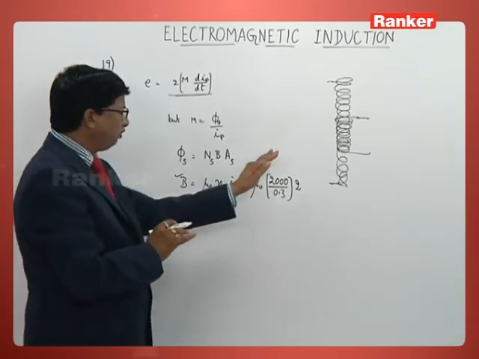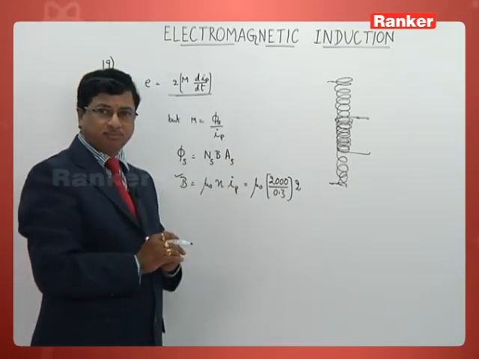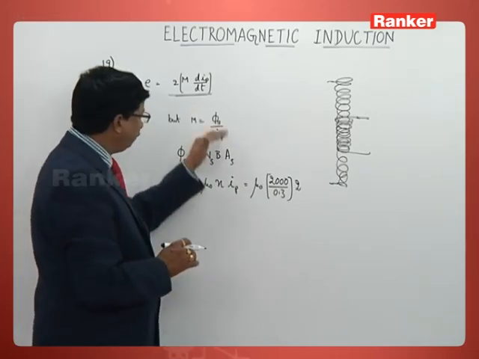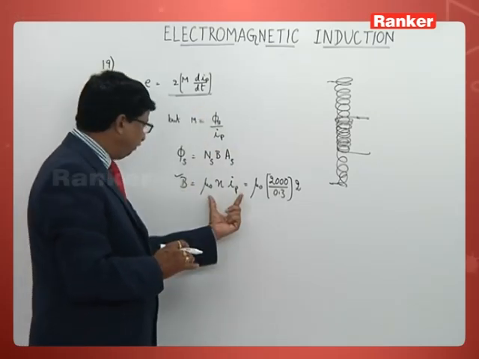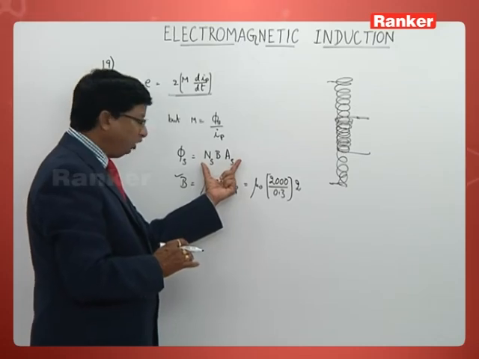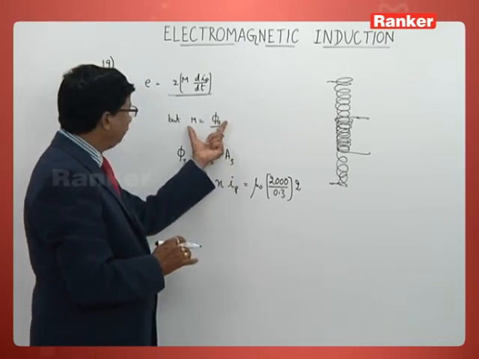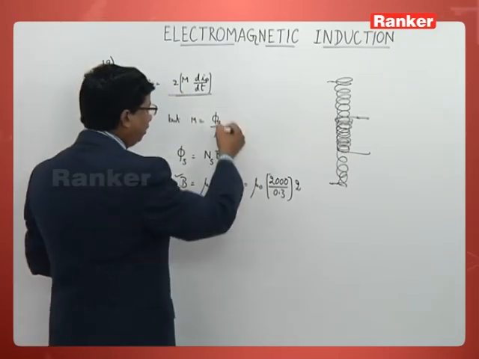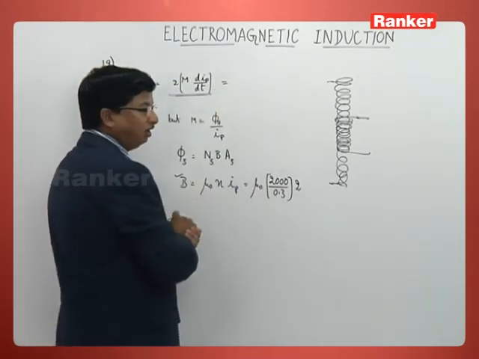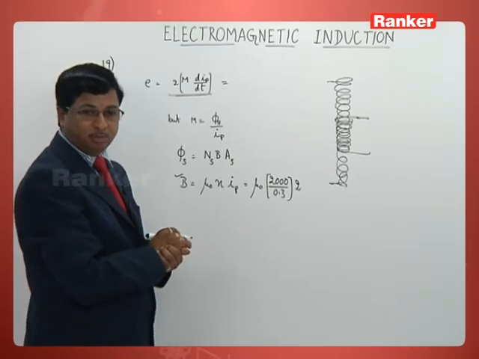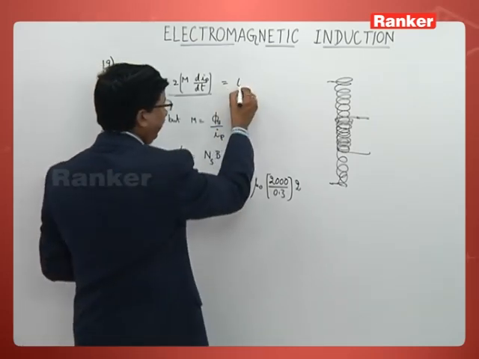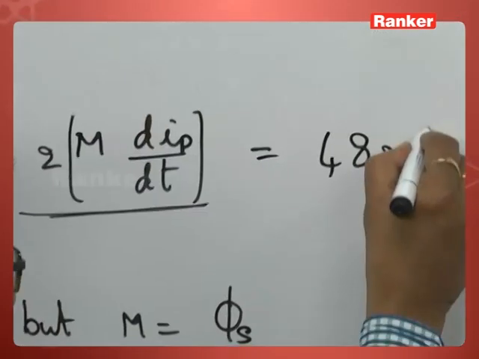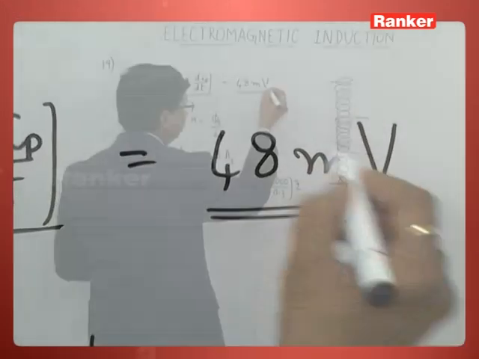So the problem is no doubt a little lengthy. In 4 different steps we are writing: this is the value of B first, then the value of phi s, then the value of M, then the value of E. Now ultimately if you substitute the values and finalize this value here, you will get 48 millivolt as the correct option for this.